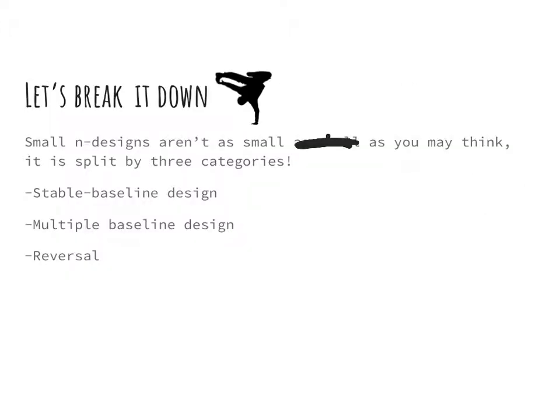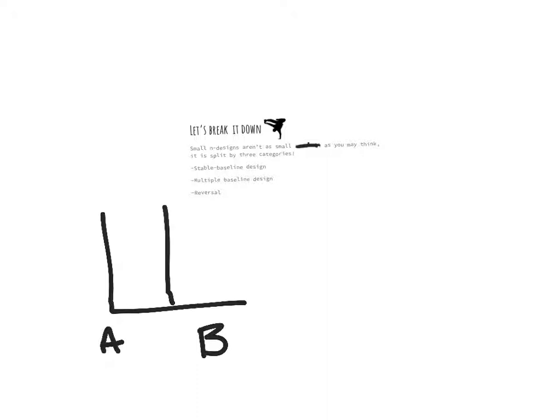So when breaking down small n designs, we realize that they aren't as small as we think. It's split by 3 categories, and that's stable baseline design, multiple baseline design, and reversal. And when we look at that, usually in graph form, stable baseline, we look at the observation and then we look at the treatment. So we can be here and then the observation, we're looking at it from here, and then we place the treatment, and the treatment can either be good or low in success.